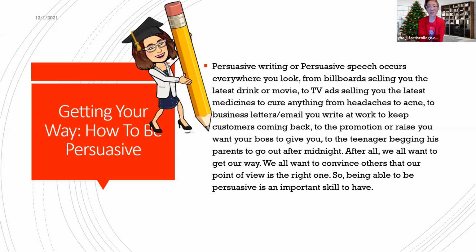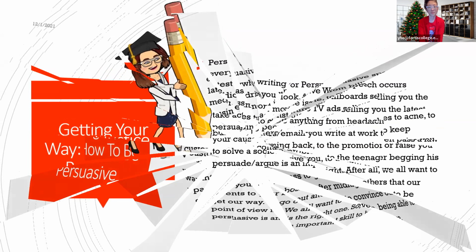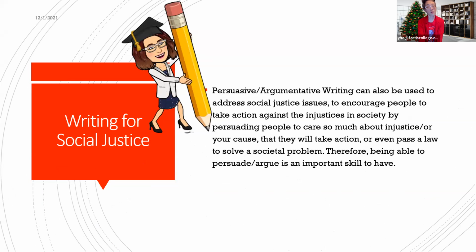And so in daily life, we use persuasive essays, we use persuasive speech all the time. And persuasive speech surrounds us everywhere we go. Persuasive argumentative writing can also be used to address social justice issues, to encourage people to take action against the injustices in society by persuading people to care so much about injustice or your cause that they will take action or even pass a law to solve the problem. Therefore, being able to persuade is an important skill to have.